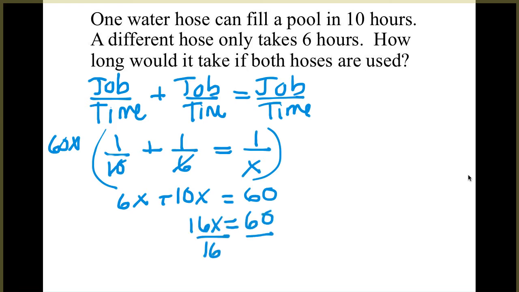Divide both sides by 16. And x is equal to 16 goes 3 full times, and I'm left with, 16 goes into 48. I subtract, I'm left with a 12. Over 16, so this makes 3 3/4. So if I used both hoses at the same time, it would take only 3 3/4 hours.